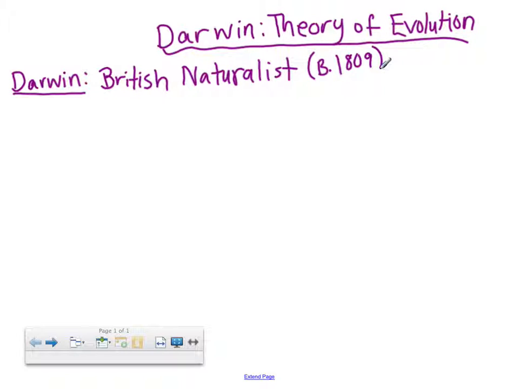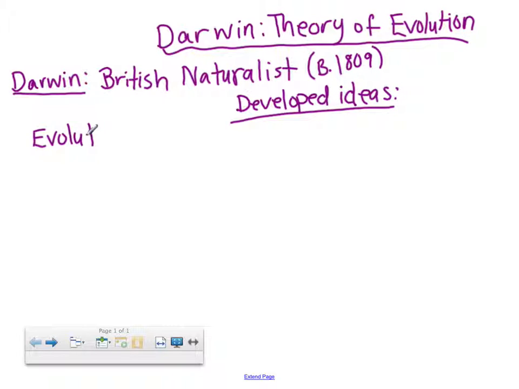Now, in your middle line, right along the fold, I want you to write developed ideas right along the middle, because one idea is going to be on the left, the other idea is going to be on the right. On the left side, where you're looking at your paper, this idea is evolution.